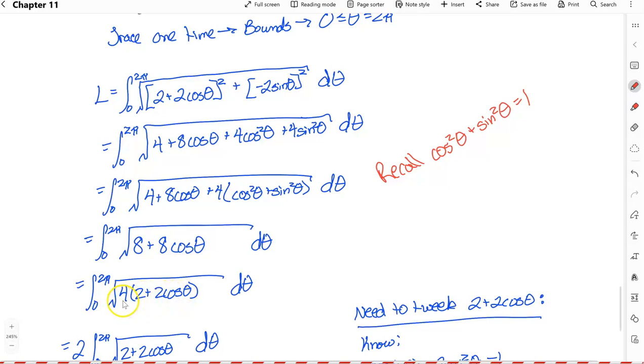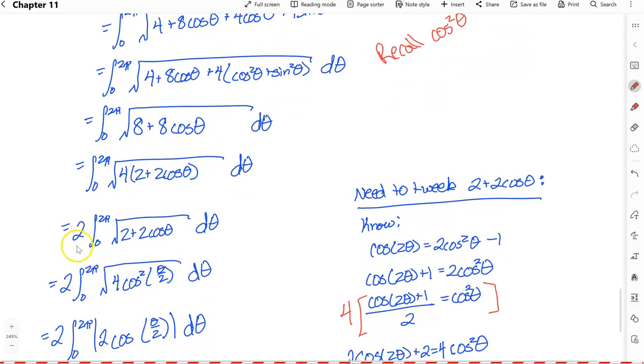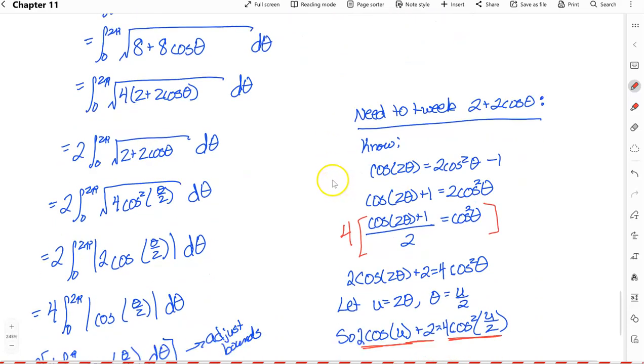And the reason I would do that is 4 is a perfect square. So if I take the square root of 4, I'm going to have a 2, and I'm going to pull that outside of the integral. So I have reduced this to 2 times the integral from 0 to 2 pi of the square root of 2 plus 2 cosine of theta. So we've got to think about how we are going to integrate this. And we're going to use a little trick. We're going to tweak this using one of the identities that we learned back in trig. But it's going to take a little bit to manipulate that. So we need to tweak 2 plus 2 cosine of theta. Here's what we know. We know that cosine of 2 theta is equal to 2 cosine squared minus 1.